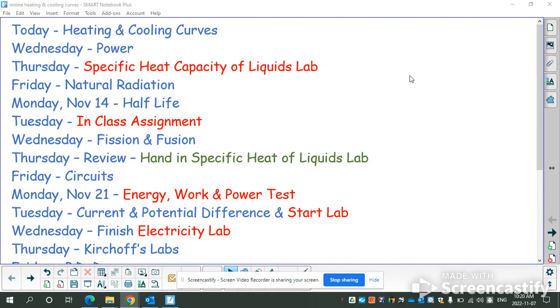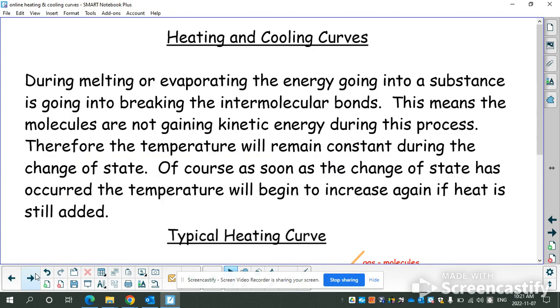Hello class. Today we're talking about heating and cooling curves. This is a very short lesson followed by a video lab. I videotaped our quick little activity we were going to do, and it allows you to continue and see what happens. So today we're talking about heating and cooling curves.